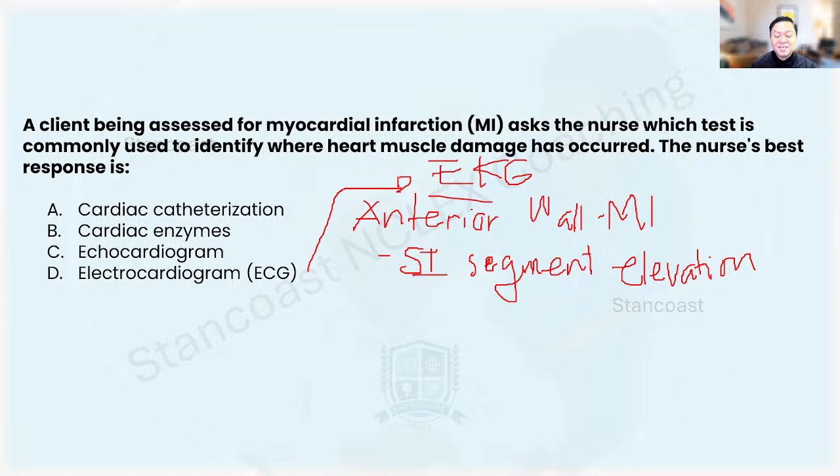ST segment elevation, known as STEMI. This is the most common MI that we will usually see in the majority of patients with acute MI, okay? There will be that ST segment elevation for anterior wall MI. However, there is what we call ST segment depression.